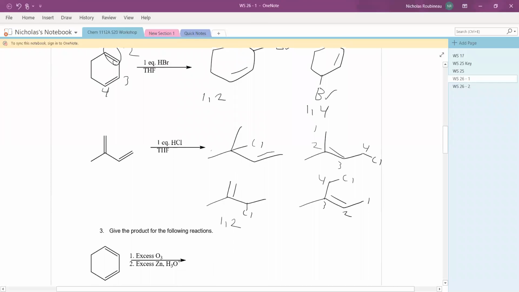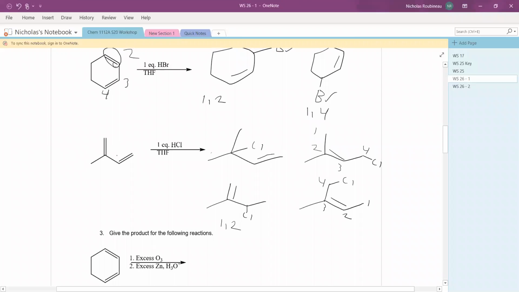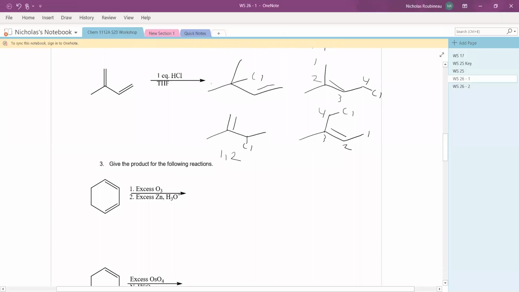And if you're wondering how you could get that, you should probably look at the mechanism in the resonance form for this. And if you're struggling with that, again, I can show you, but I don't want to belabor it because I showed an example.